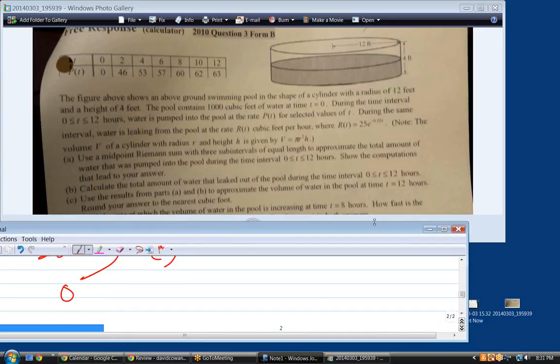Okay, so we have a situation where we have water going in at a certain rate and water coming out at a certain rate. Whenever you see that something is a rate, like cubic feet per hour, you know it's a derivative. When you see the word rate, you know it's a derivative. Okay?